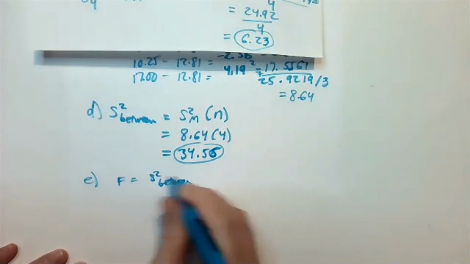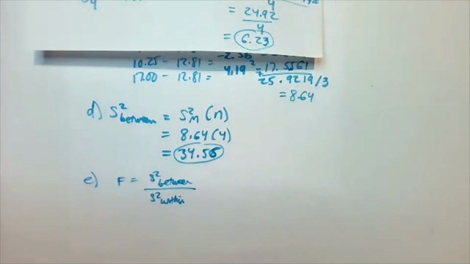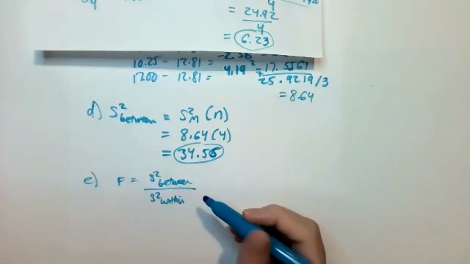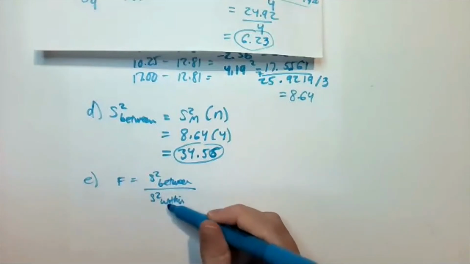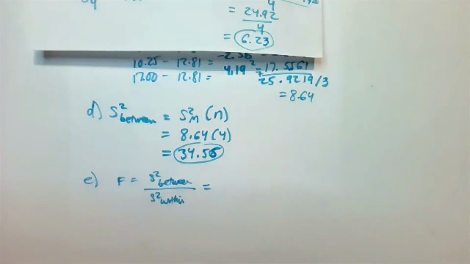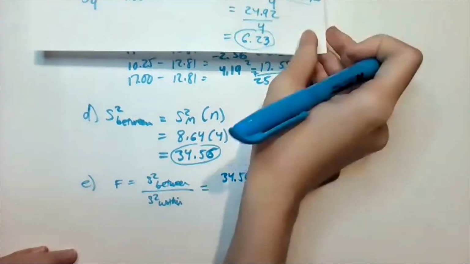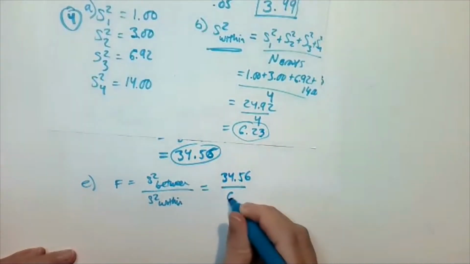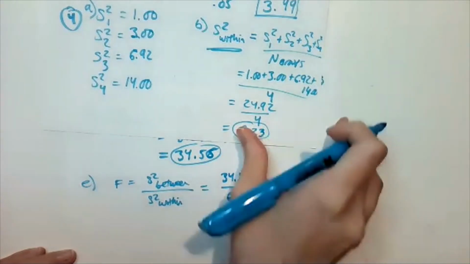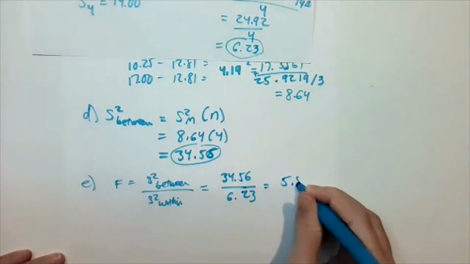To do this, we get the ratio of S squared between and S squared within. This is the between groups estimate of the population variance divided by the within groups estimate of the population variance. I can't remember which one goes on top, so I try to remember that B comes before W: the between goes on top, and the within goes on the bottom. Our between groups estimate, we said, is 34.56. Our within groups estimate, we said, is 6.23. And then our F value will be 5.55.